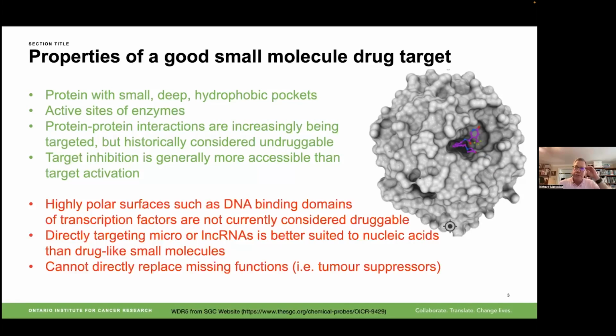What we can't do is go after highly polar surfaces like DNA binding domains, microRNAs or long non-coding RNAs. Those would be much better suited to nucleic acid type therapies. Small molecule drugs that are polar enough to interact with those things are not going to have the properties we need to dose patients. And as I alluded to, we can't replace missing functions with a small molecule. We can shut something off, maybe we can activate something in some cases, but we're not going to replace a protein's function. So we're not going to fix a tumor suppressor loss.